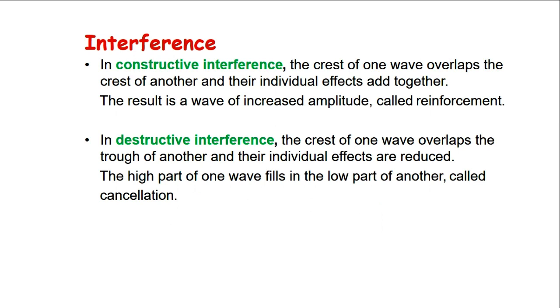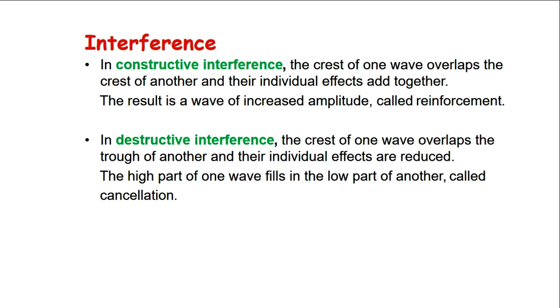We have two types of interference. Constructive interference happens when the crest of one wave overlaps the crest of another. In this case, the result of the interference is a combined wave of increased amplitude. We call this reinforcement.